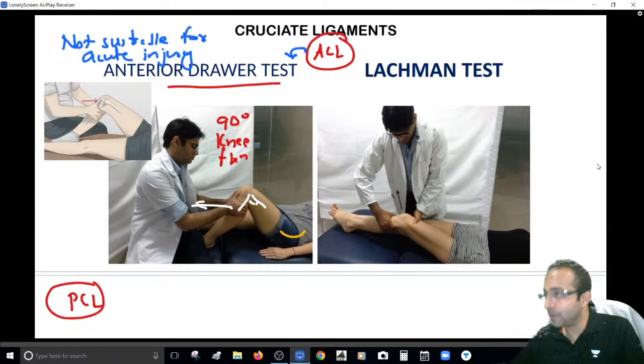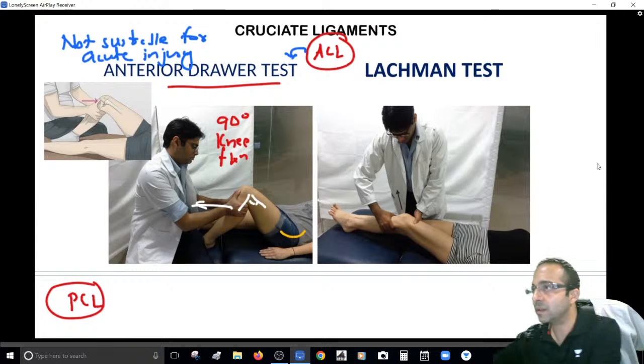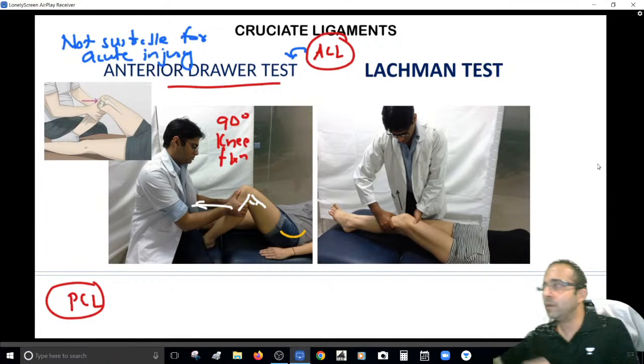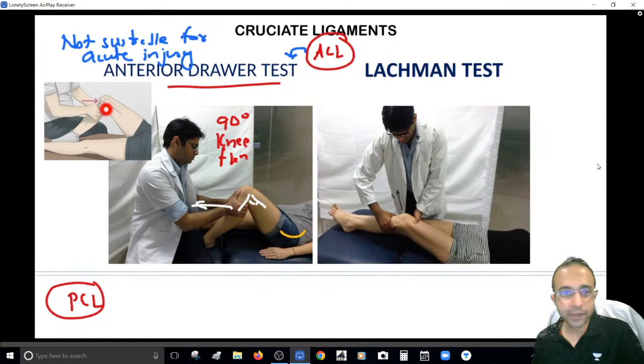Even let me tell you the bigger problem than this. If it's a case of acute injury, what we basically find is that the hamstring tendons at least sometimes tighten up, and they prevent this anterior movement of the tibia in 90 degrees of knee flexion.